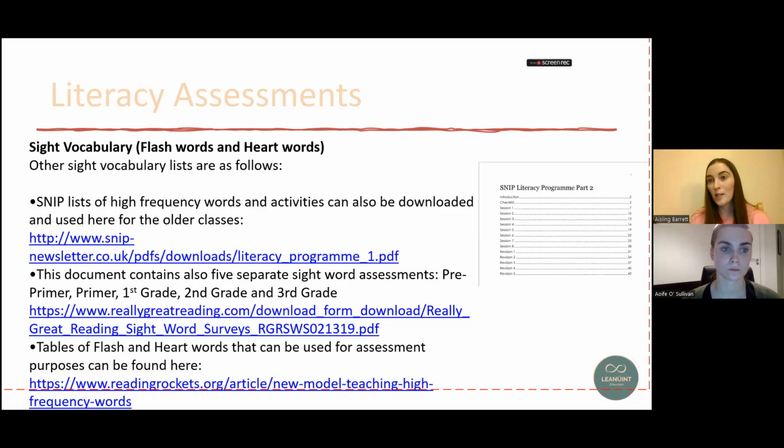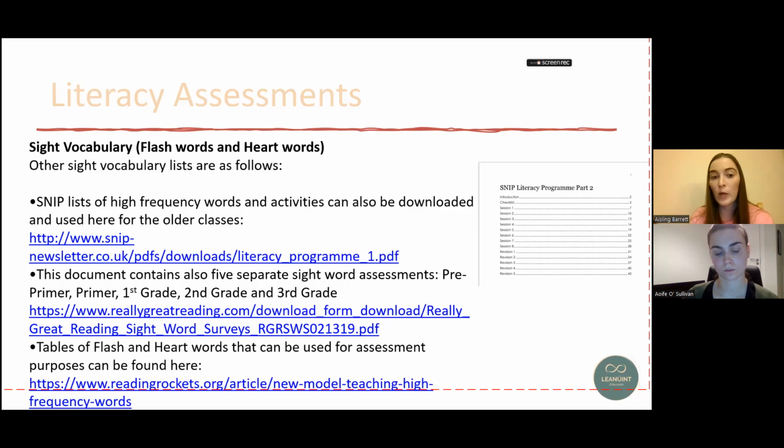Other sight words links are here. The SNP list is more for older classes. Again, this is not something I'd be using in isolation, but it is useful in terms of building vocabulary for children. And this document here provides 5 separate sight word assessments. Again, in your own time, it can be useful to click into these links and pick out the ones that are useful for your children or the class that you are working with.